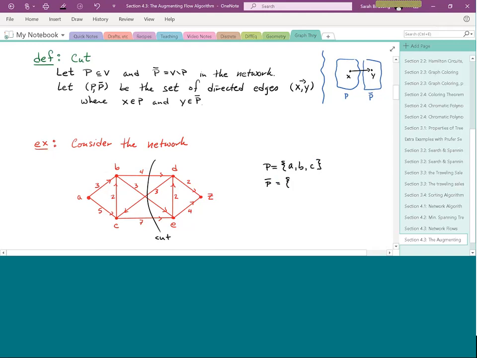So P complement would be what? What do you guys think? Don't overthink it.